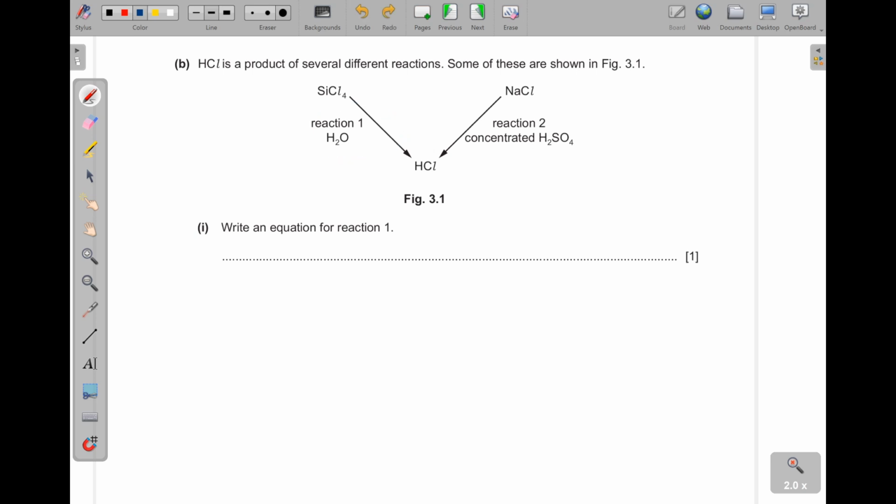Here we have silicon 4 chloride plus water. Then you get silicon 4 oxide plus HCl. To balance this, since chlorines are 4 here, I will put a 4. Then oxygens are 2 here, I will put a 2 here. Then even hydrogen will be 4 and 4. So that is that.